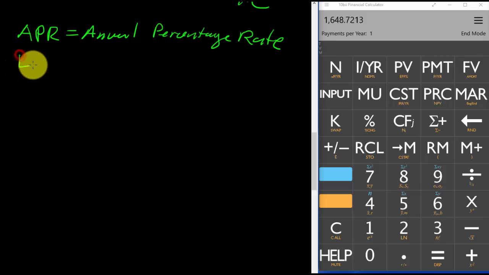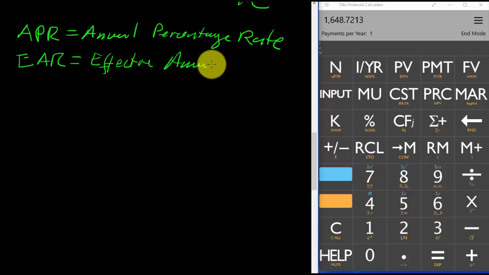Well, there's a different calculation that we're interested in called the EAR, which stands for effective annual rate. What's the difference? The difference is that the APR is what your rate is stated at. I'm going to use a credit card example here, but it is what the credit card company tells you that you're going to pay, or that you agreed to pay. And EAR is effectively what it is that you actually pay.